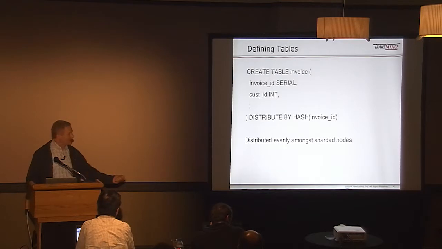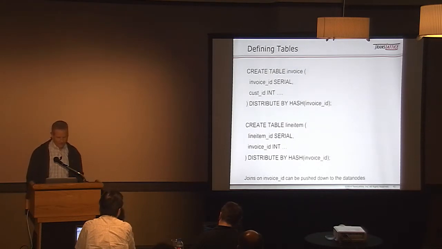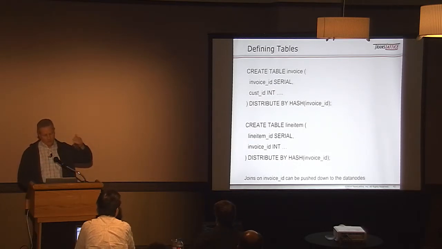Here's another example, distributing by invoice ID. It's usually a good idea to distribute by a primary key, or a foreign key if you're a child table, to the parent. And this kind of gets to a question earlier. What if you distribute by that parent-child relationship? Yes, it's smart enough to see, oh, I can push down the join.